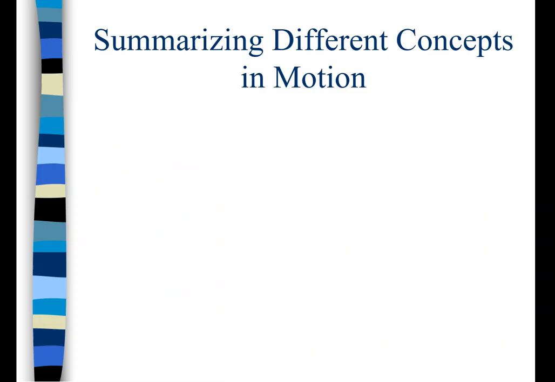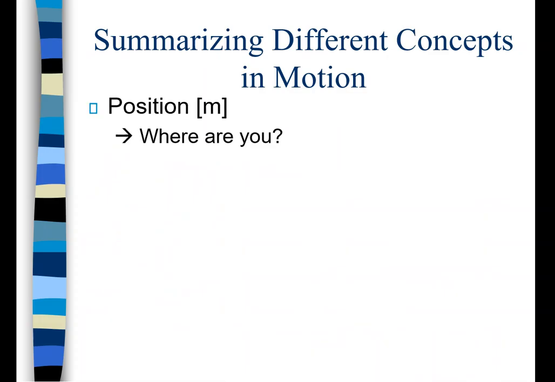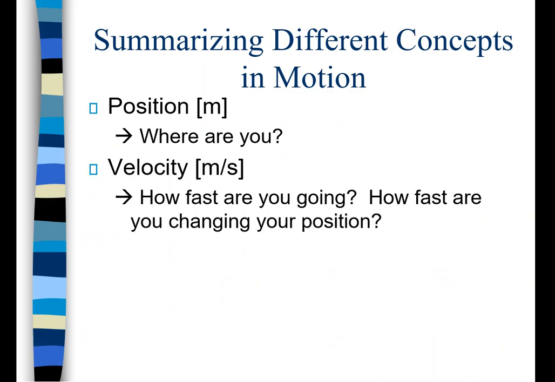Okay, so let's take a moment to summarize different concepts in motion. Position is talking about where you are at any particular point. That's going to be in meters. So you ask yourself where you are. Velocity is going to be meters per second. That's how fast you're going or how fast you're changing your position.